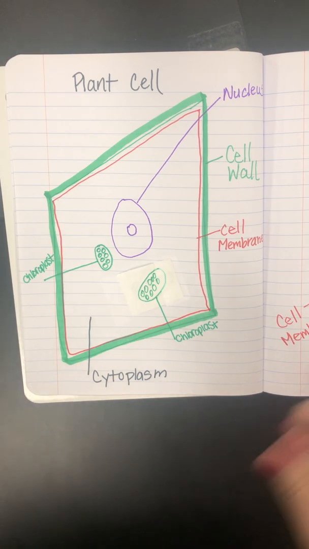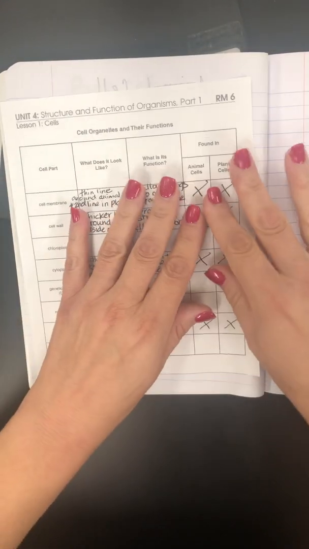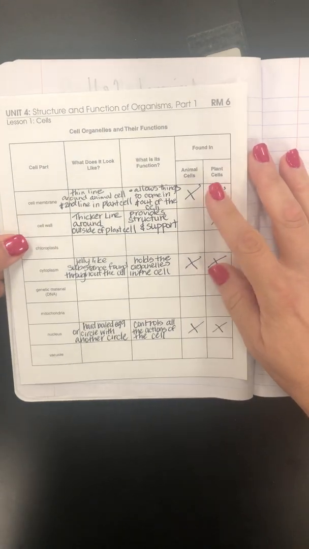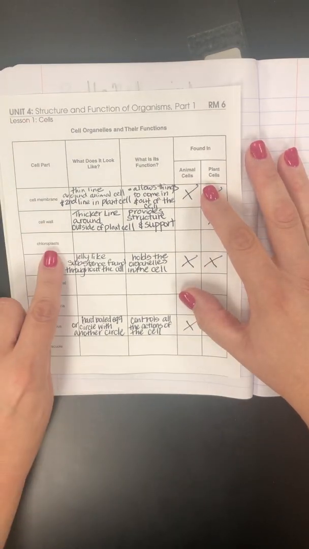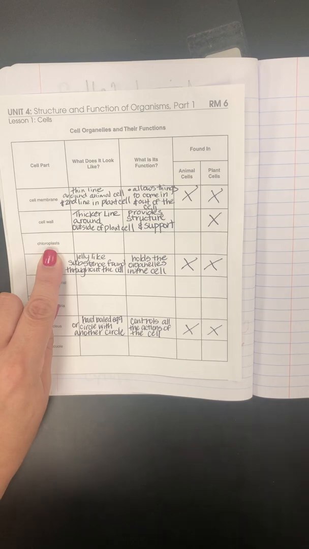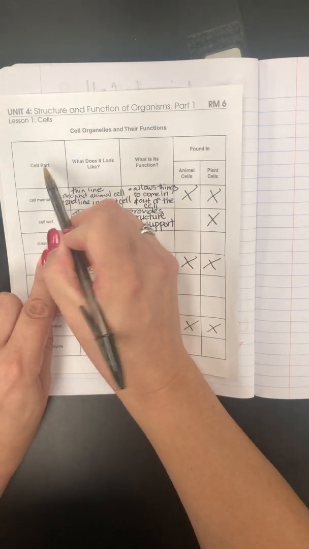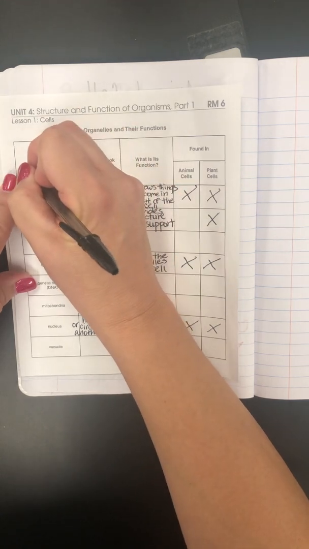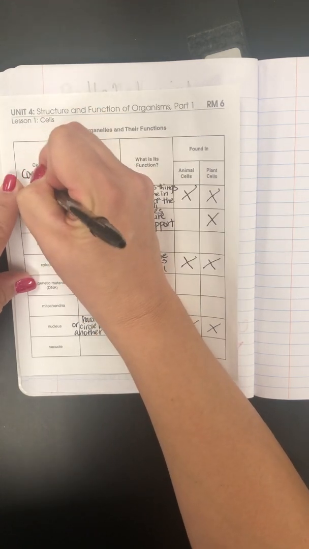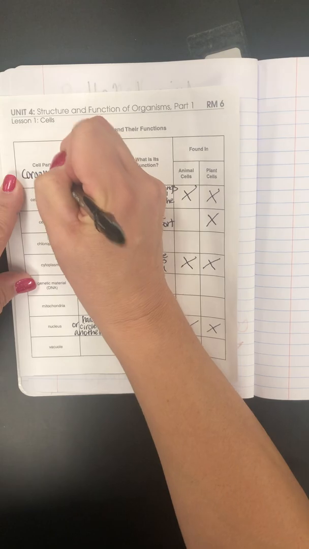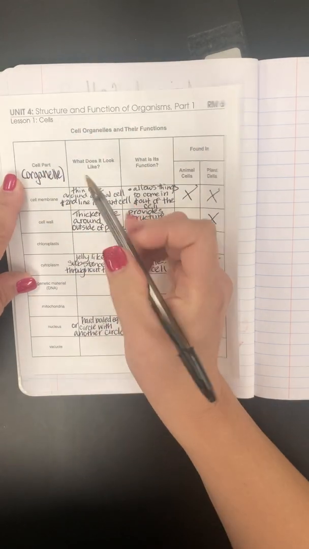Okay, now we need to go back and fill out this information in our chart. So chloroplast is found about halfway down. One thing that I would like to add to my chart is up here in this corner it says cell part. Well, what are we talking about when we say cell part? We're talking about the organelle itself. So I'm going to just add that to help out.